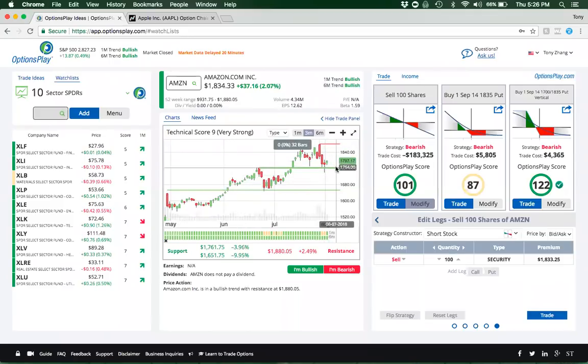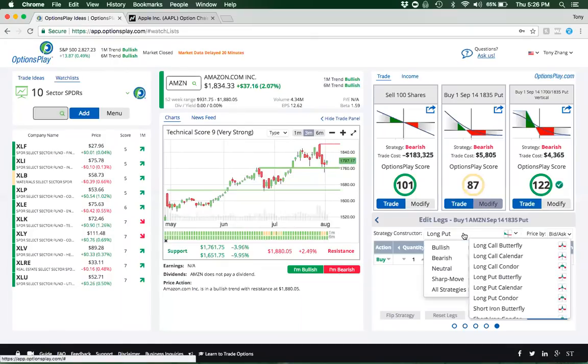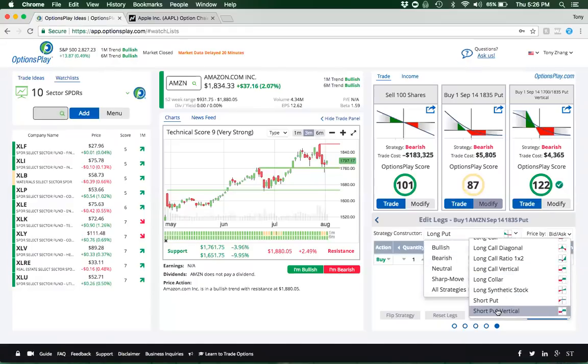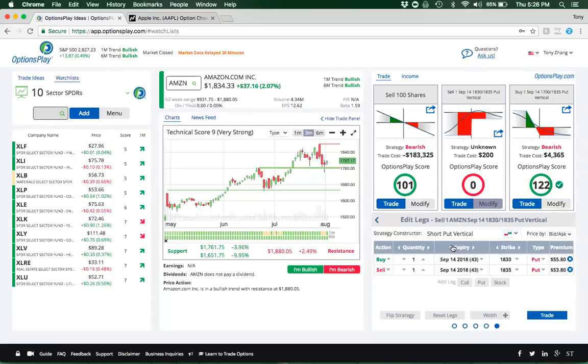So let's remove these Bollinger Bands real quick. So let's say we see that Amazon hit that support level, bounce a little higher. Maybe you don't think it's going to go much higher, but you certainly don't think it's going to go below 1760. So let's set up a credit spread on Amazon. How you do that, you click on Modify, Strategy Constructor. Because we're bullish here, we're going to sell the short put vertical. So let's take a look at a short put vertical on Amazon.